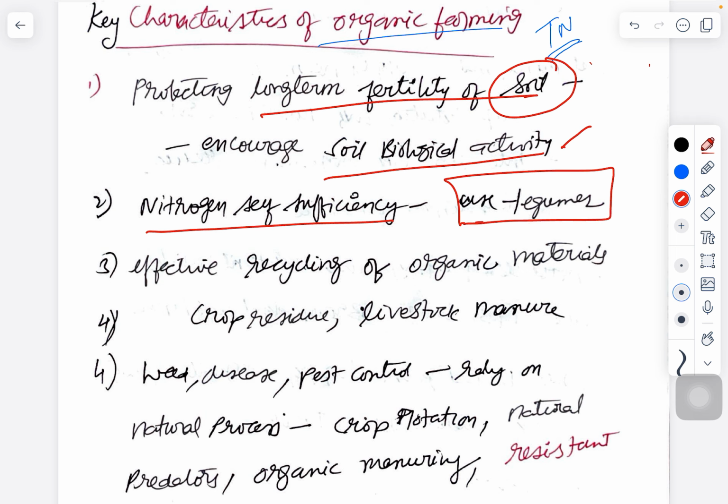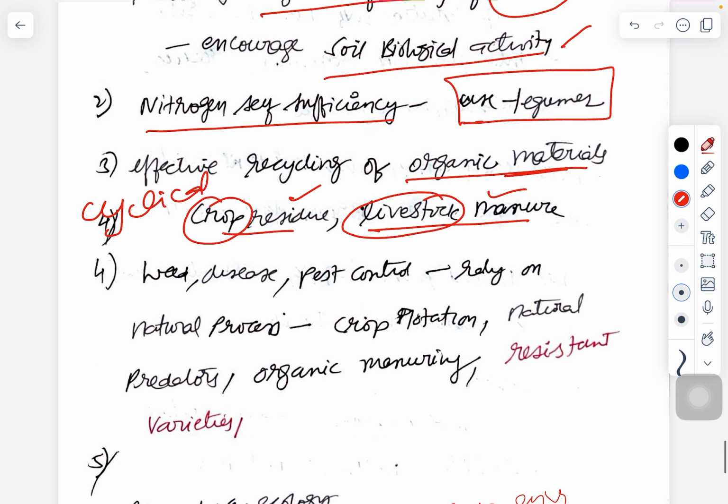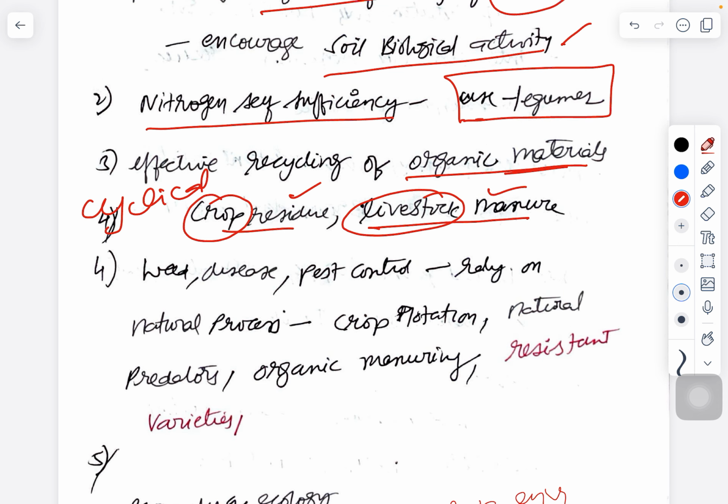Effective recycling of organic materials is another point, in the sense that there are crop residues and livestock manures. If you rely on organic farming, these things get effectively reused. So this is also a cyclical approach. Then, to control weeds, disease and pests, it relies only on natural processes. We will see what kind of natural processes are used.